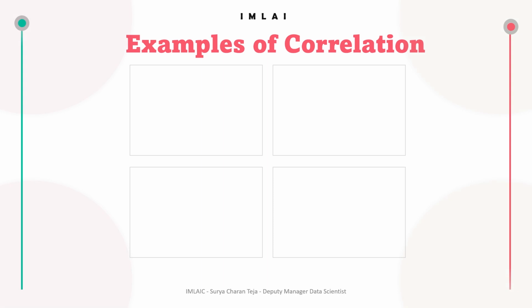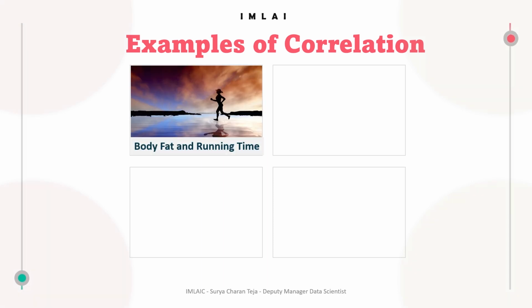The first example for us is body fat and running time. An individual's body fat tends to be lower the more time they spend jogging. In other words, there is a negative correlation between the variable body fat and the variable running time. So body fat decreases as running time increases. Body fat is inversely proportional to running time. These are two variables which are inversely proportional, and this leads to a negative correlation coefficient.